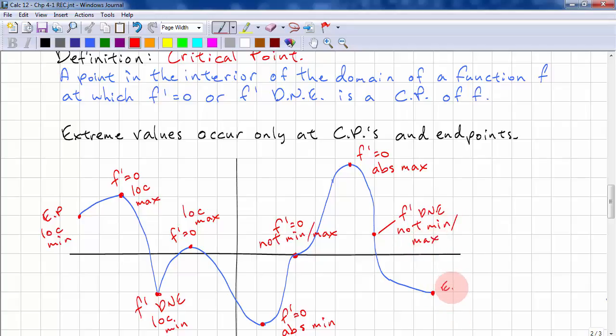And here's an endpoint, and this is a local min. Okay, and just again, this does not mean all critical points are extrema.